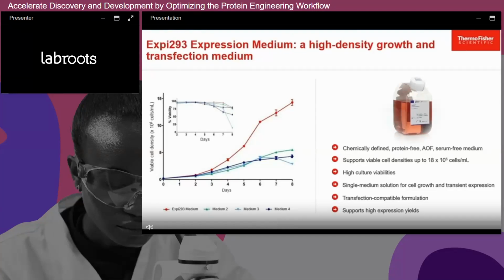If you look at the graphic, you see XP293 growing in different media and growing in this optimized Gibson media. You see that after 4 days, you work in a totally different range: the cell density is very high, but also the viability stays really high.